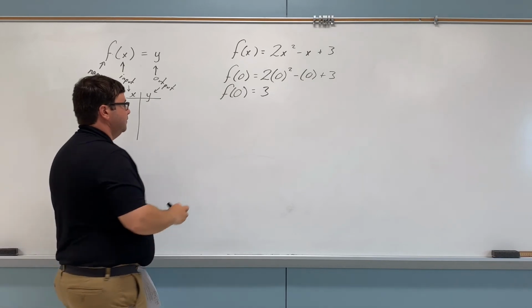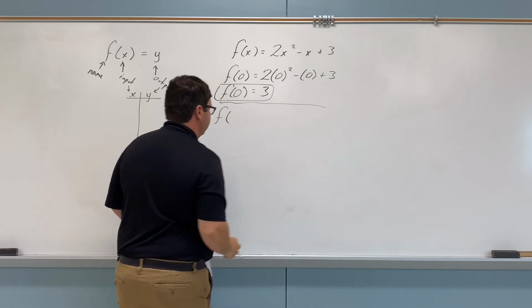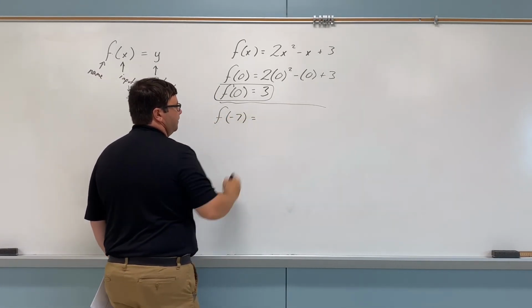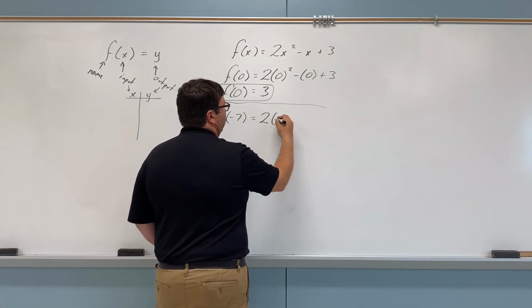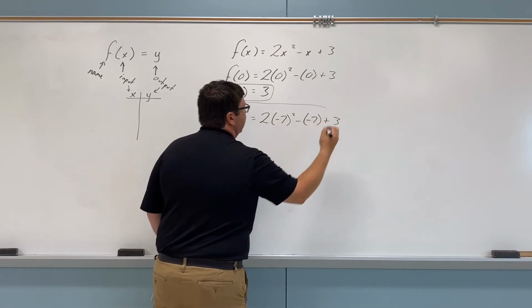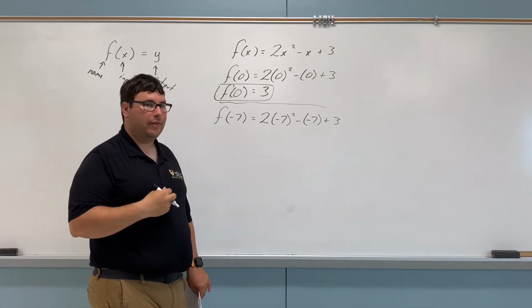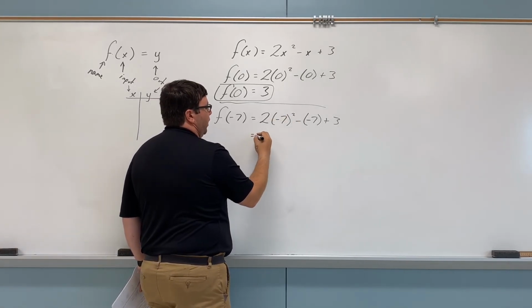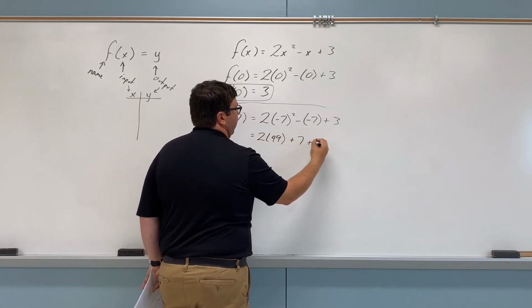Okay. What if I had my function being evaluated for -7? Okay, let's try it. So I have 2 times -7 squared minus a -7 plus 3. Now you might see why I use those parentheses very clearly here, so I don't lose that sign. So -7 squared is 49, so that's 2 times 49. This is plus 7 plus 3.